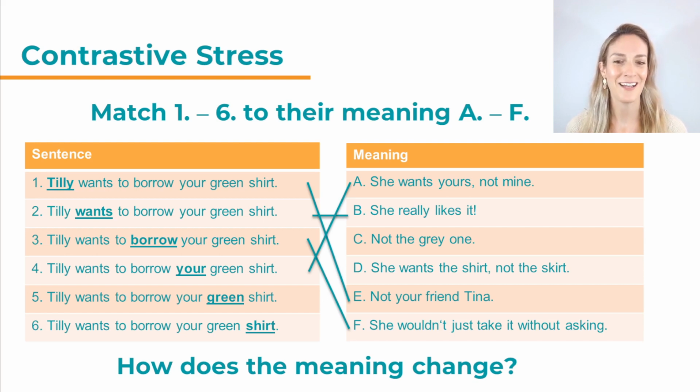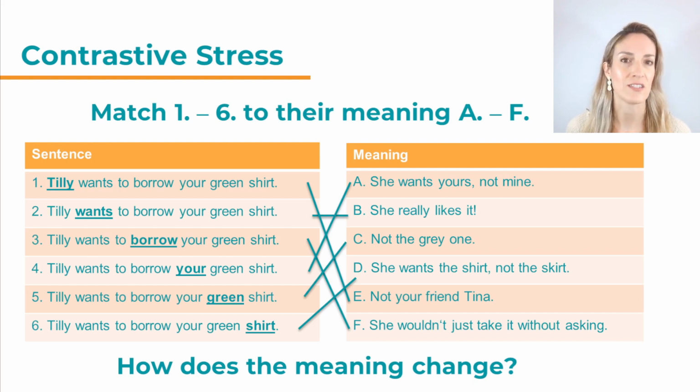Let's have a look at the answers for number 5. The answer is C. Let's listen once more. Tilly wants to borrow your green shirt, not the grey one. And for number 6, the answer is therefore D. Let's listen. Tilly wants to borrow your green shirt. She wants the shirt, not the skirt.